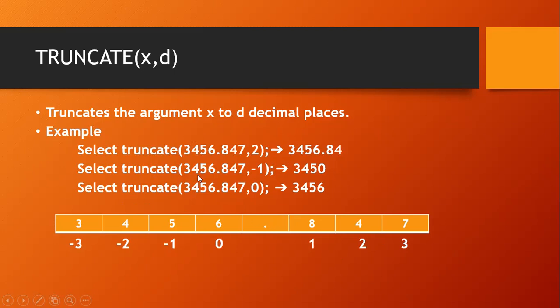Select truncate of 3456.847, comma -1. So right now your cursor is here. From here, it will not check whether it is greater than or equal to 5. It simply makes it 0. And what will be your output? 3450. Here, select truncate 3456.847, comma 0. It will return the output as 3456.